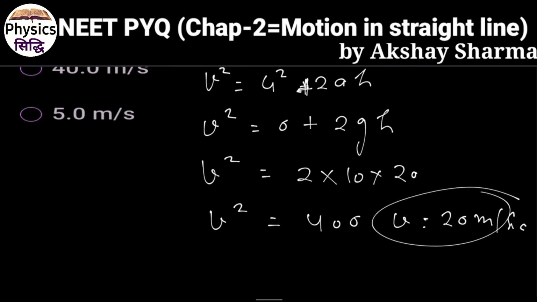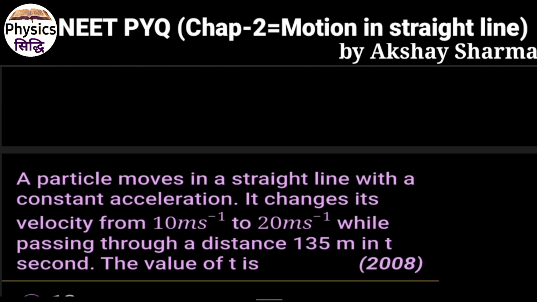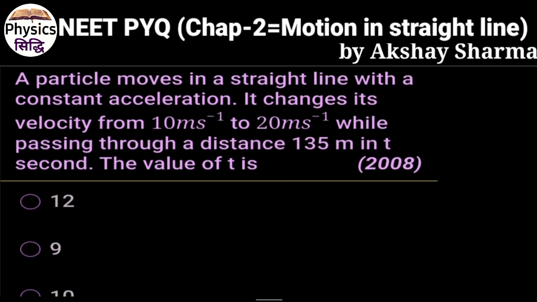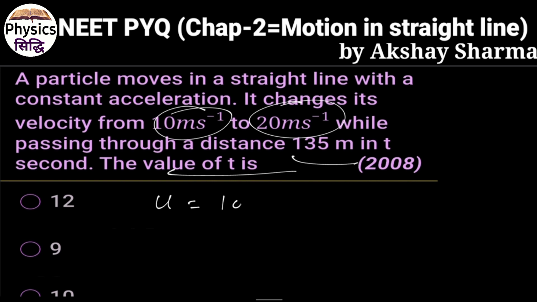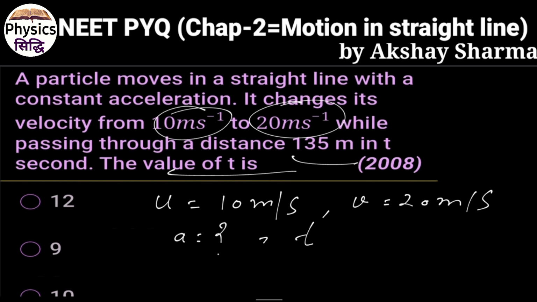Right, now next question. A particle moves in a straight line with a constant acceleration. It changes velocity from 10 meter per second to 20 meter per second while passing through a distance of 135 meter in t second. We have to find the value of t. So u is given, 10 meter per second, the initial velocity. Final velocity is 20 meter per second. Acceleration is constant but not given to us. Time we have to count, and distance is given, 135 meter.